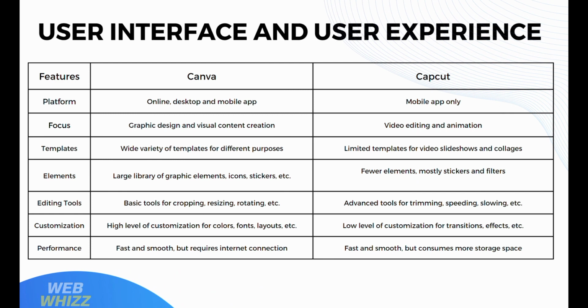And as you can see in the features below, in terms of platform, Canva offers online, desktop, and mobile app, while CapCut provides mobile app only. And in terms of focus, Canva focuses on graphic design and visual content creation, while CapCut focuses on video editing and animation. And in terms of templates, Canva offers a wide variety of templates for different purposes, while CapCut offers limited templates for video, slideshows, and collages.